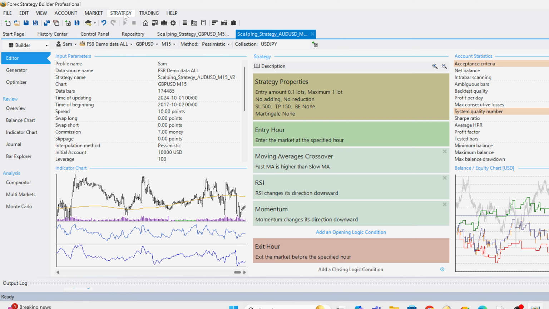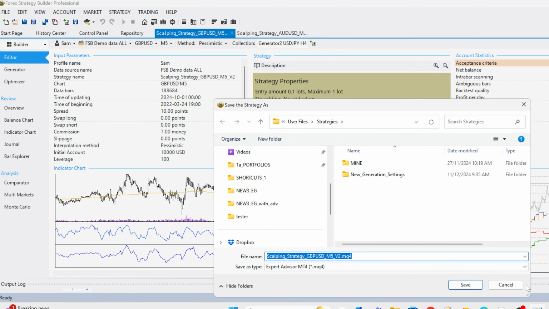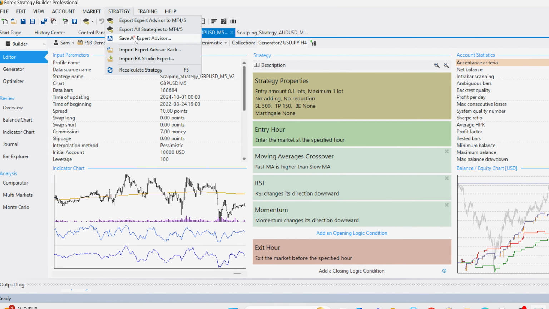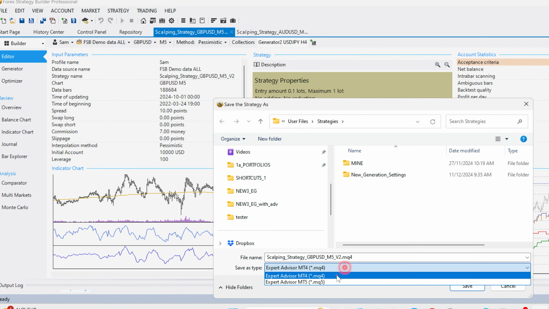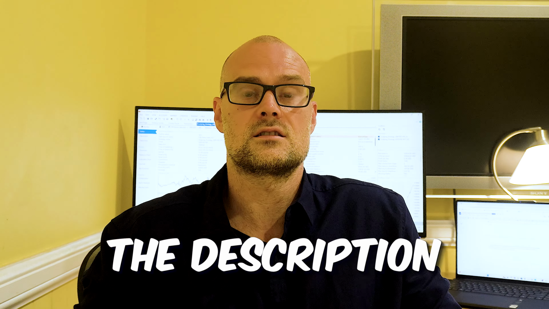Other than that, export these strategies. I will save these as expert advisors, and in the software, you can just go to save as MQ4, MQ5. I'll do that. To download these expert advisors for free, just use the download link in the description.